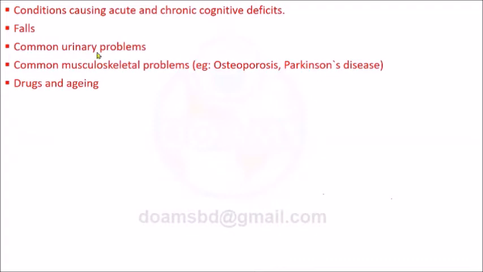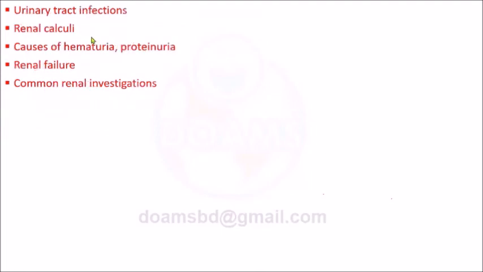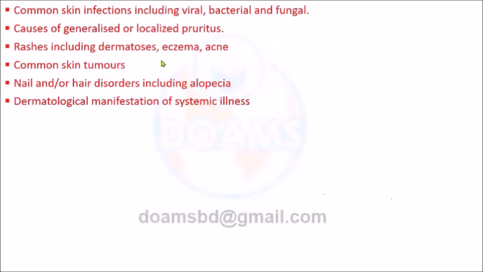And this is, you understand now, the acute and chronic cognitive deficits and others. And this is from geriatrics. So geriatrics is age-specific topics, and it includes all the system relevance. Now the endocrinology, diabetes always number one, and the thyroid and other endocrine disorders. And this is the urinary tract disease, including nephrology and urology both. And then the dermatology.